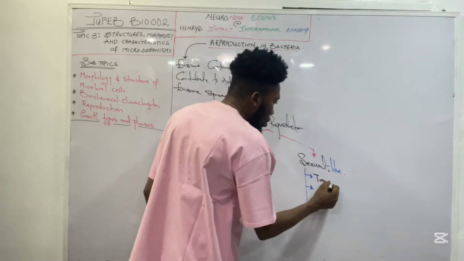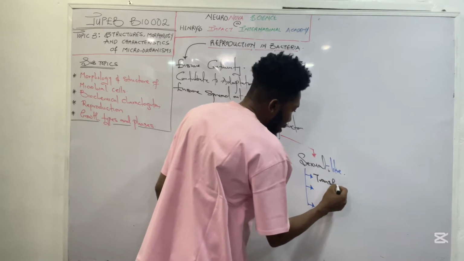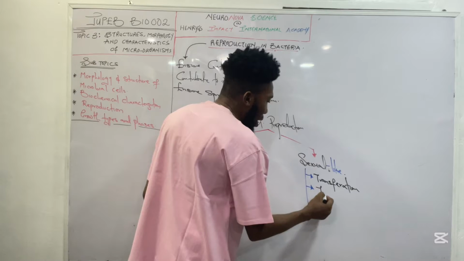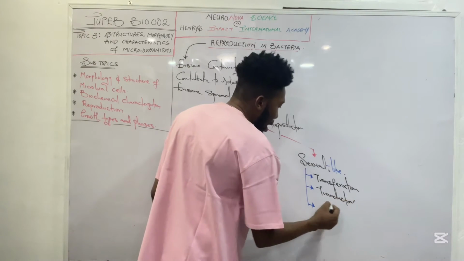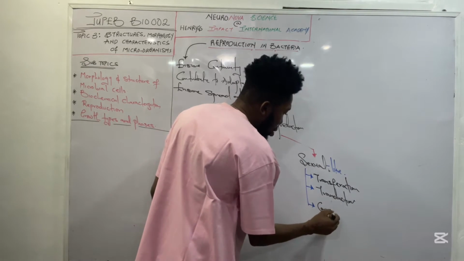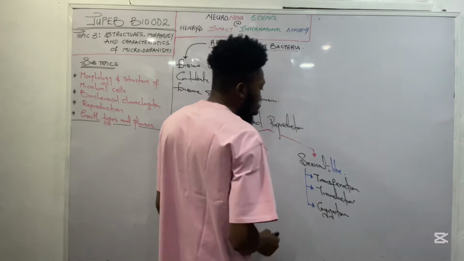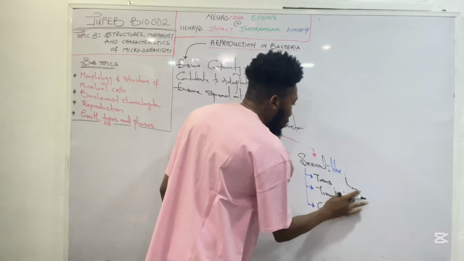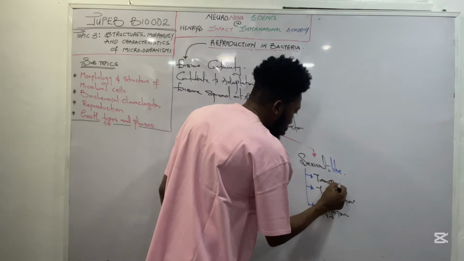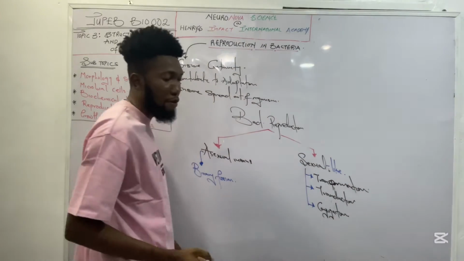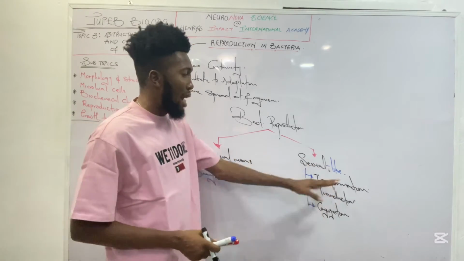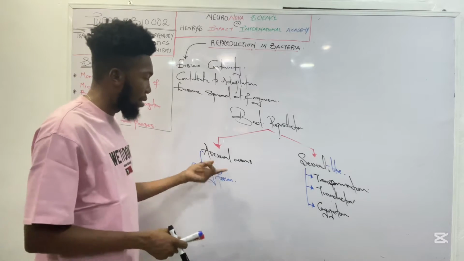We're going to be talking about reproduction by transformation. We're going to be looking at reproduction by transduction, and then we'll be looking at reproduction by conjugation. So we have transformation, transduction, and conjugation. These are the three major kinds of sexual-like reproduction that we have in bacteria, and then we have binary fission as the asexual means of reproduction.